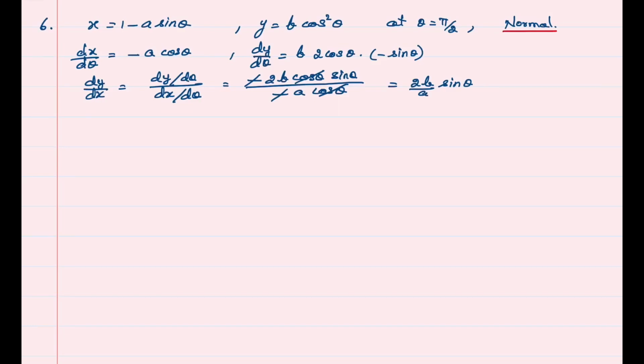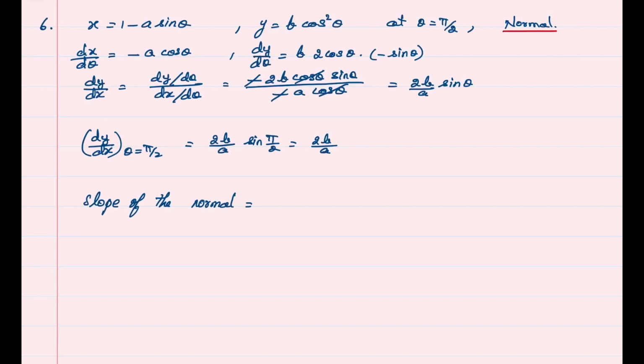Value of theta is given. Therefore, dy by dx, which is slope of the tangent, at theta equal to pi by 2 is 2b by a sin pi by 2. Sin pi by 2 is 1. Slope of the tangent is 2b by a, but we need to find slope of the normal. It is equal to, change the sign and write the reciprocal. That is, using the result m1 into m2 equal to minus 1.